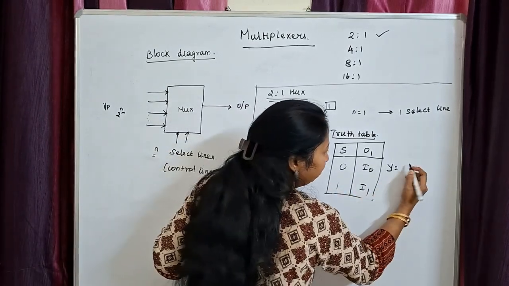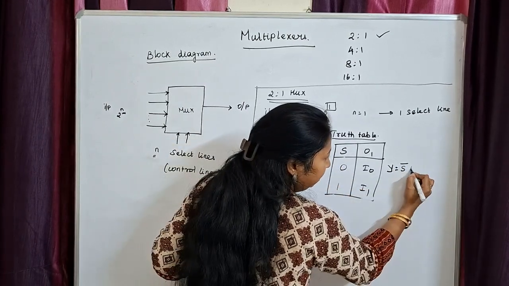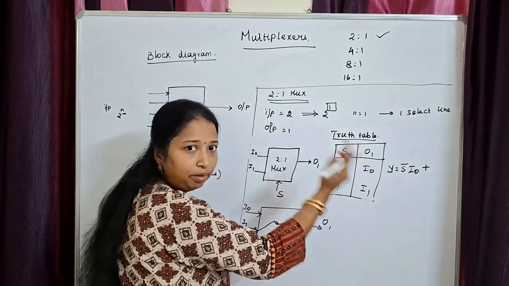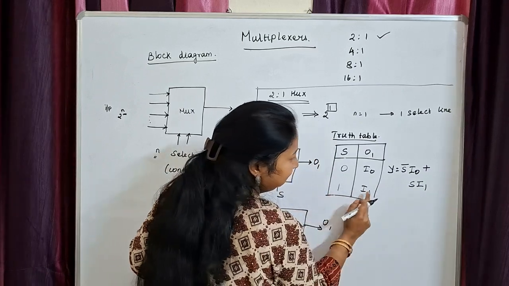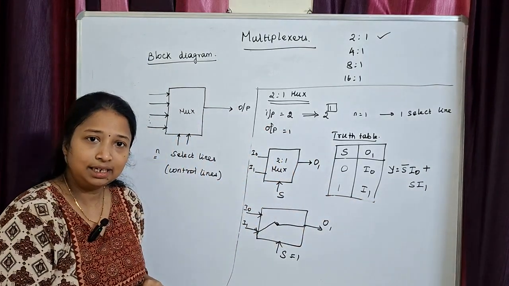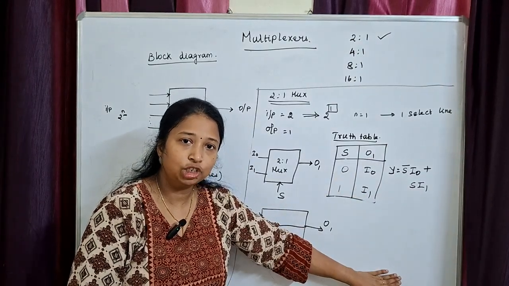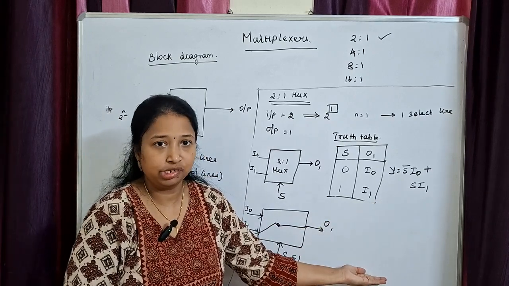Clear? Now, how do you give this? This is S bar. Since S is equal to 0, I have given S bar into I0 plus. Here S is equal to 1, so you have to mention it as such. So this is nothing but S into I1. Is that clear? This is how you'll be giving your Boolean expression. So what is the next, last step in your combinational logic circuit? After finding a Boolean expression, you have to design the circuit using logic gates.